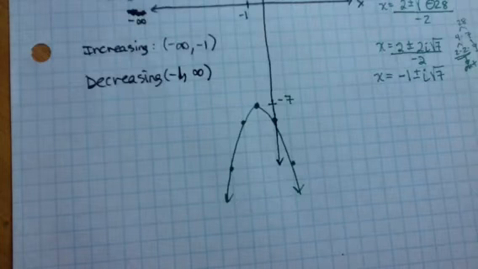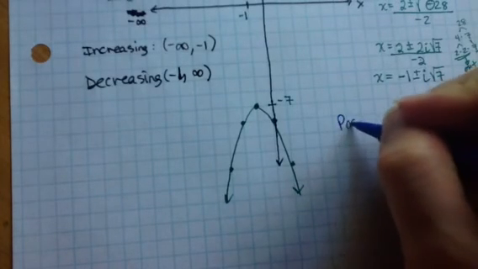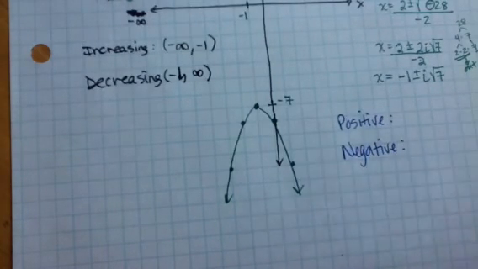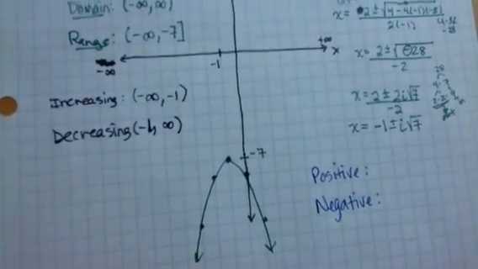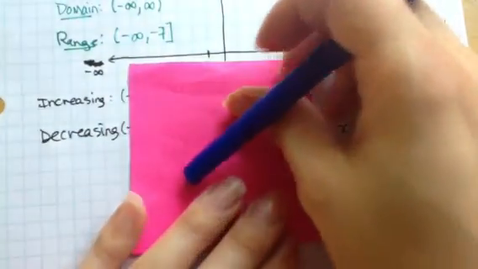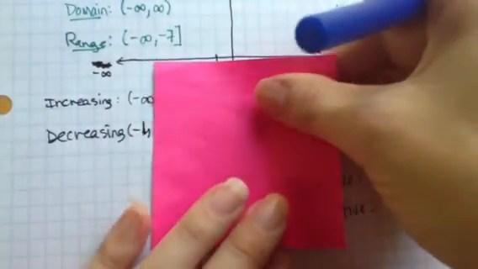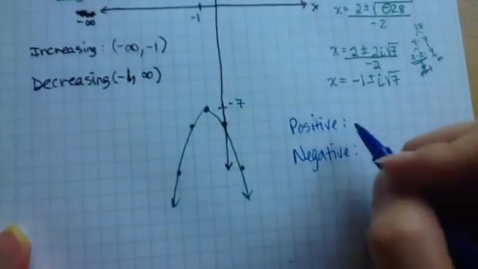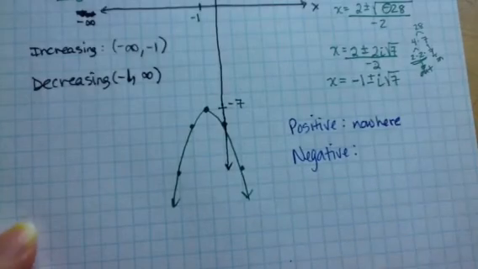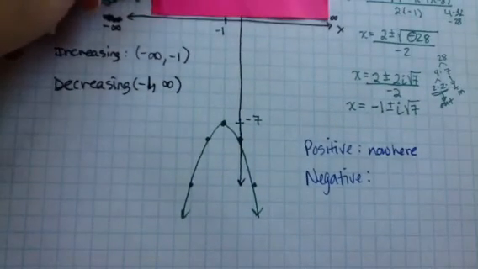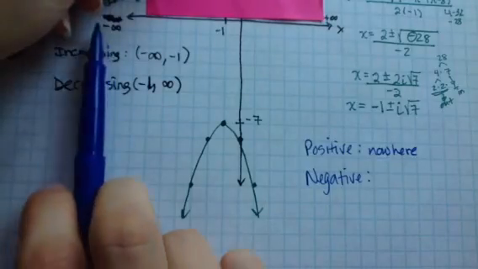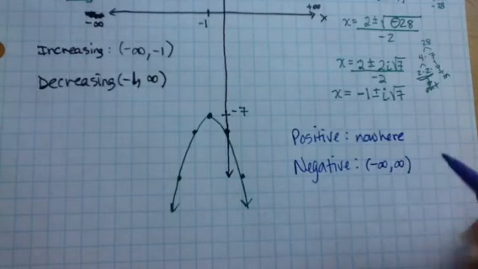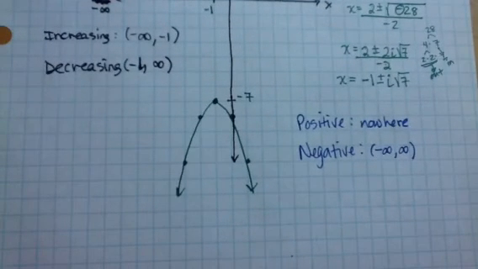Then positive and negative. Positive means the graph is above the x-axis. Negative means the graph is below the x-axis. So if I'm just looking above the x-axis at where the graph is positive, you can see that it's not ever above the x-axis. So it is positive nowhere. And where is it below the x-axis as I go left to right? Well, it's negative from negative infinity all the way to infinity. That just means for all real numbers, or everywhere, it's negative.